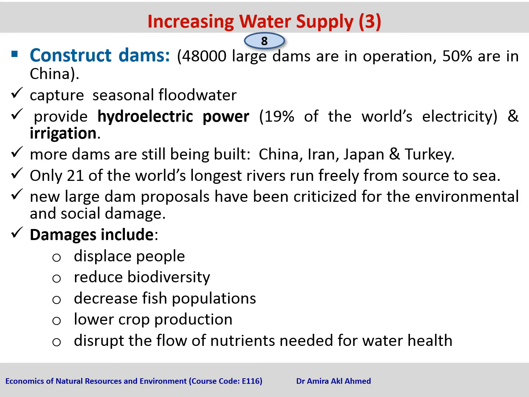Construction of dams can also increase available supply of fresh water. Dams can capture seasonal floodwater that would otherwise be unavailable for human use. Moreover, dams provide hydroelectric power and irrigation. Globally, there are about 48,000 large dams in operation. About half of them are in China.